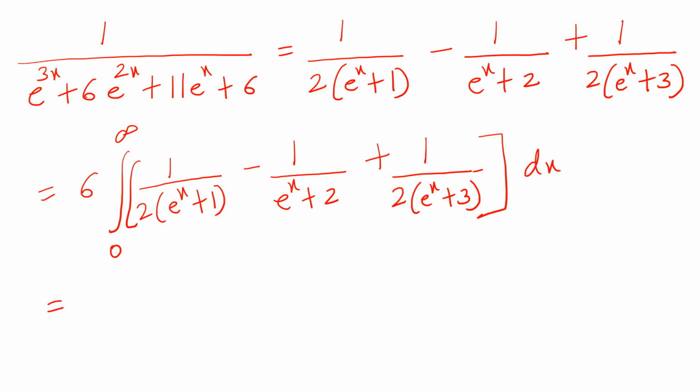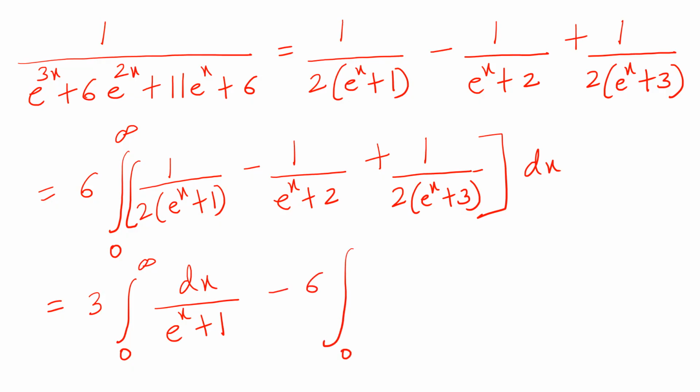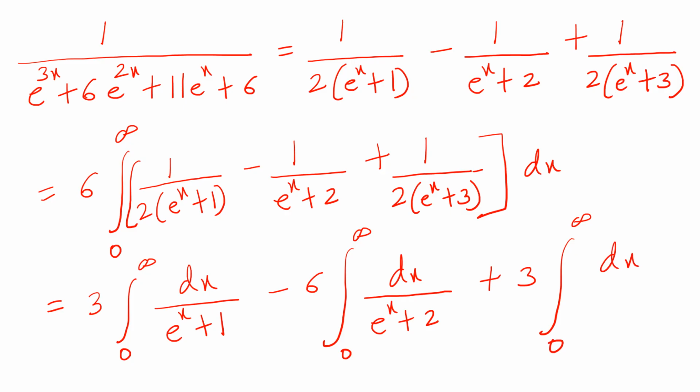Now students, this particular integral can be broken down into the sum of 3 integrals. The first integral becomes 3 into integral 0 to infinity dx upon e to the power x plus 1. Then we have minus 6 into integral 0 to infinity dx upon e to the power x plus 2. Then we have plus 3 into integral 0 to infinity dx upon e to the power x plus 3.